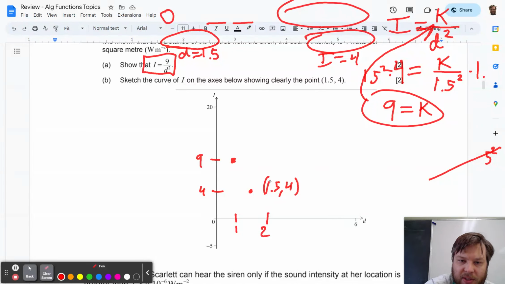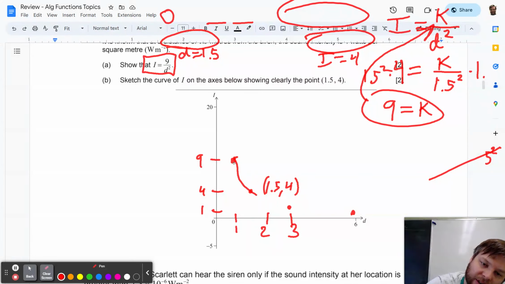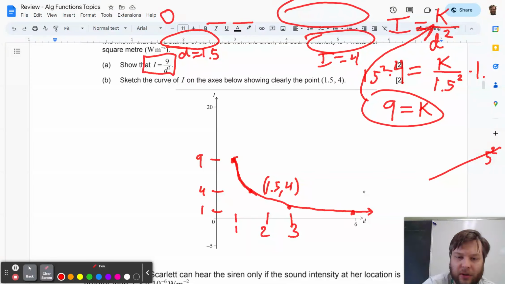What I want you to notice is that as I divide by bigger numbers, I get smaller intensities. So if d equals 3, 3 squared is 9, and 9 divided by 9 is going to be an intensity of 1. As we keep dividing by bigger and bigger numbers, our curve is going to decrease like this. It's not exponential decrease, it's an inverse variation decrease. The difference is that as you divide by small numbers, you get bigger and bigger intensities.